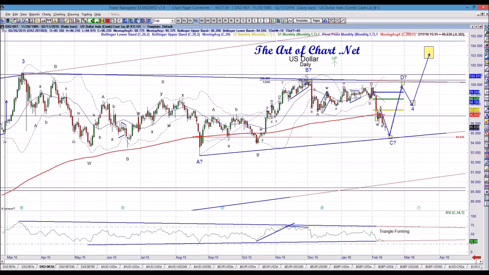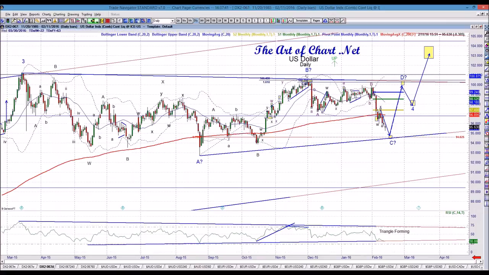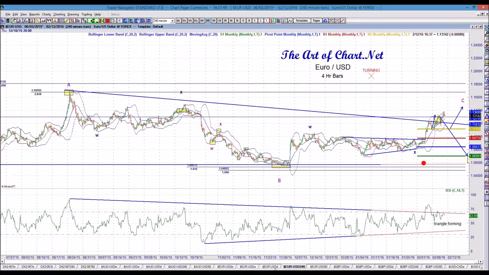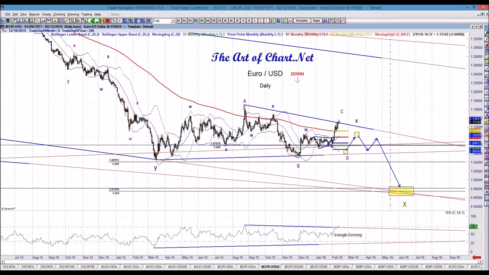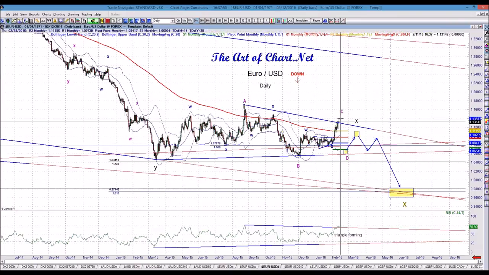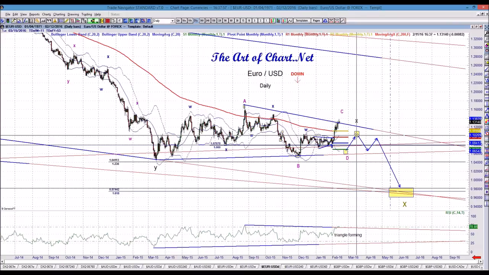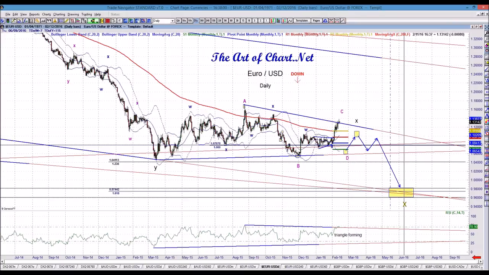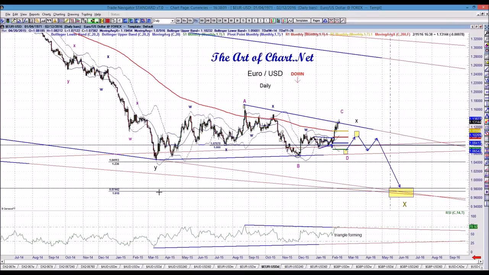Jack, is there anything else you want to show as an example of a triangle? So again, currencies are great triangle producers, by the way. The euro, beautiful triangle on the euro right now. Hold on, let me show you the daily euro. Yeah, so we have the opposite in the euro, the A, B, C. We're ready for a turn in the euro, the D, the E, and then a thrust. Okay, it's coming. We're not quite there yet.